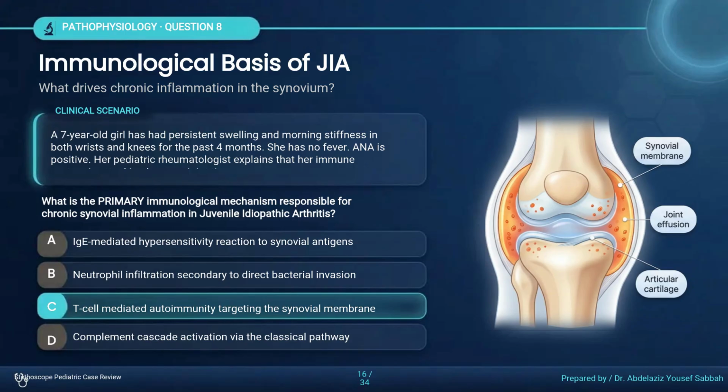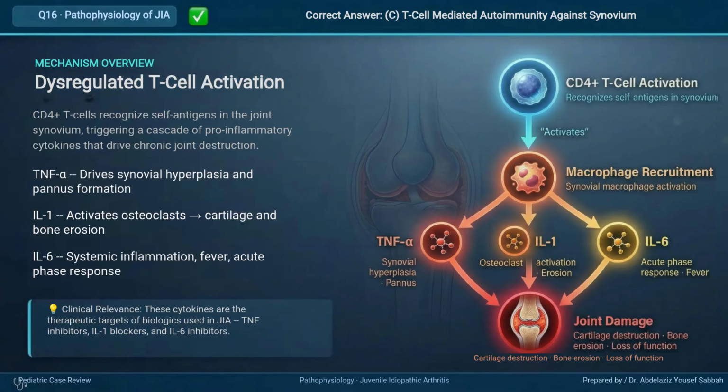Option A. Immunoglobulin-mediated hypersensitivity reaction to synovial antigens. Option B. Neutrophil infiltration secondary to direct bacterial invasion. Option C. T-cell-mediated autoimmunity targeting the synovial membrane. Option D. Complement cascade activation via the classical pathway. The correct answer is option C. T-cell-mediated autoimmunity targeting the synovial membrane.